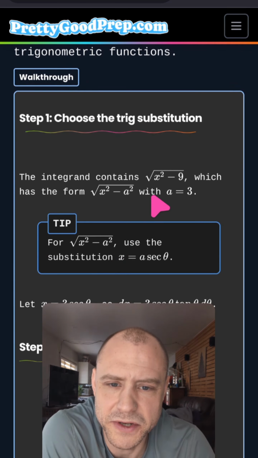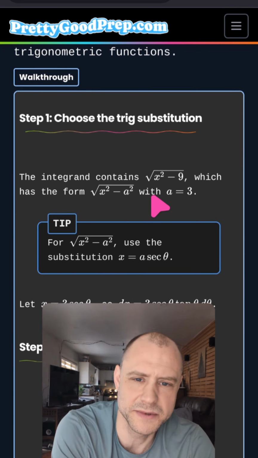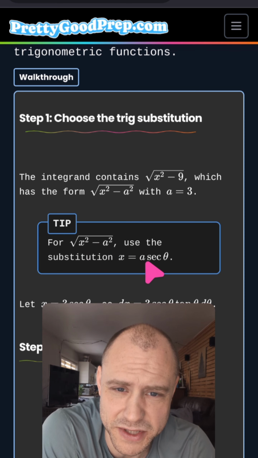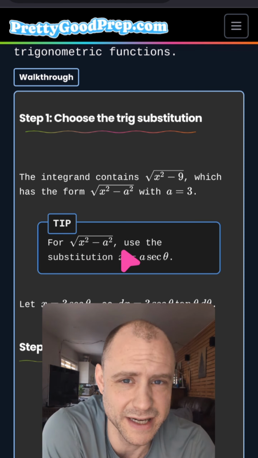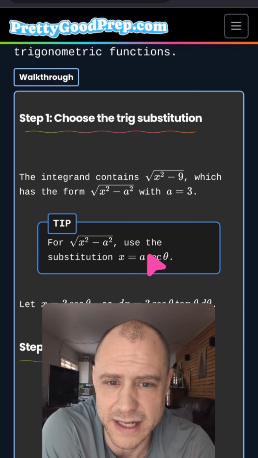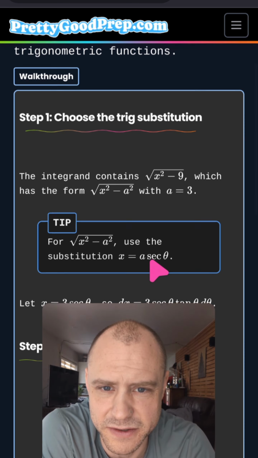So trig substitution, there's kind of two things for trig substitution. One is recognizing the pattern and knowing which substitution to make. That's just kind of memorization. You can just memorize those. That's fine. And then at the end, there's something to do at the end, which we'll go through.